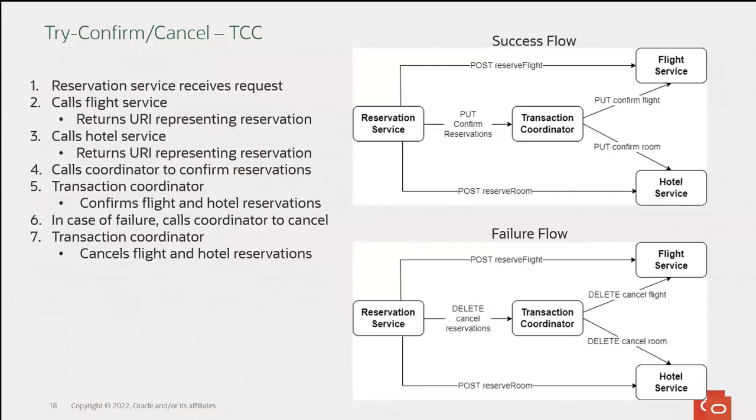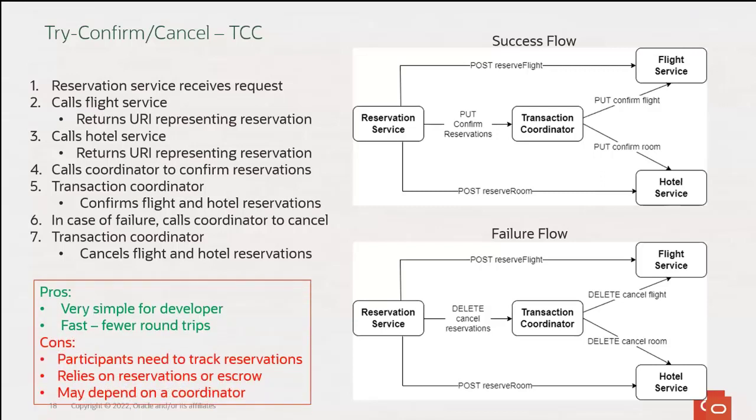So this allows them to collect all the flights, or, should there be a failure, the reservation service will ask the transaction coordinator to delete the transaction, which in turn makes the coordinator call each of the participating services to tell them to delete their reservation. So it's very simple, it's fast, there are fewer round trips. There is some additional complexity though, in that the participants need to track those reservations. They need to keep the state around so they know what to do when they get the delete operation or the put operation. And as I say, typically this is useful when you're using reservations or putting something in escrow.